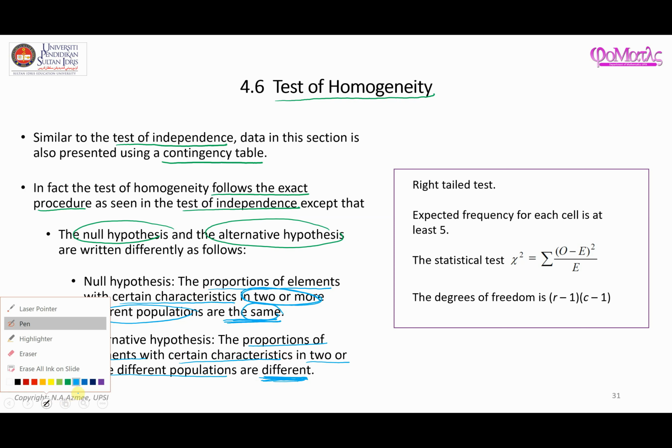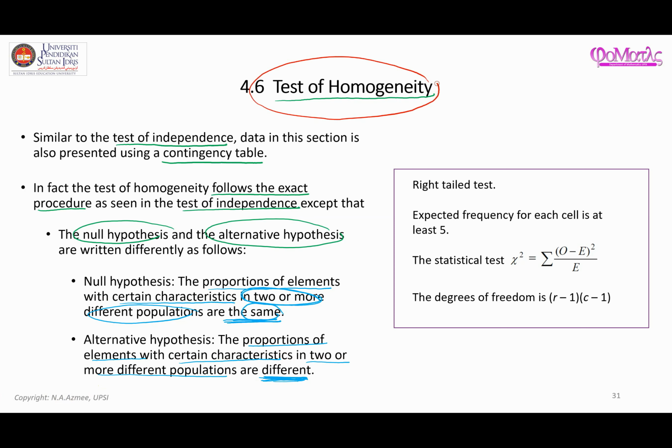So notice that in the test of homogeneity here, we are having more than one population. So we're talking about more than one population. It can be two, it can be more than that. All right, so that is another interesting fact about the test of homogeneity.